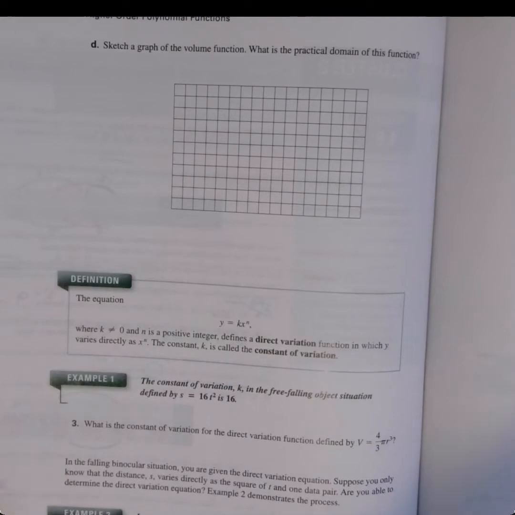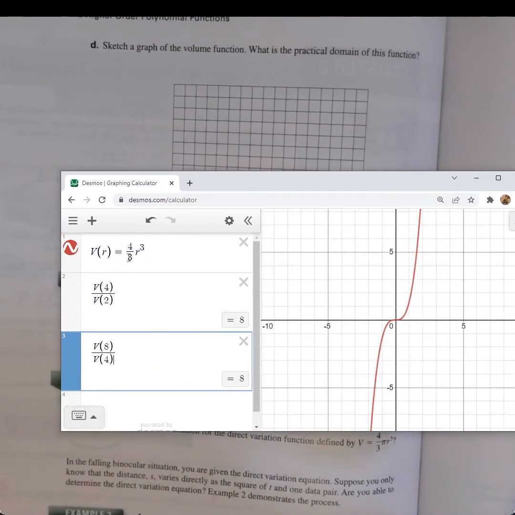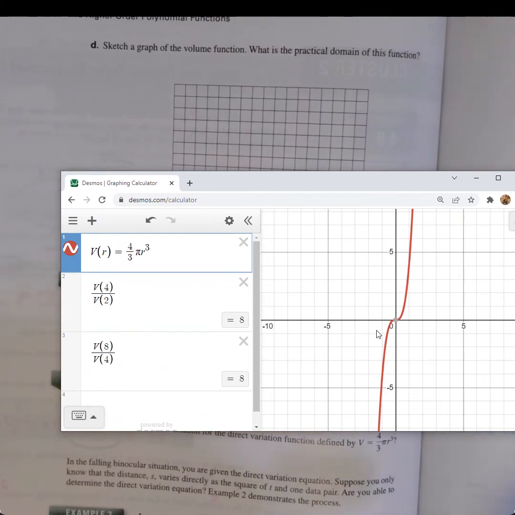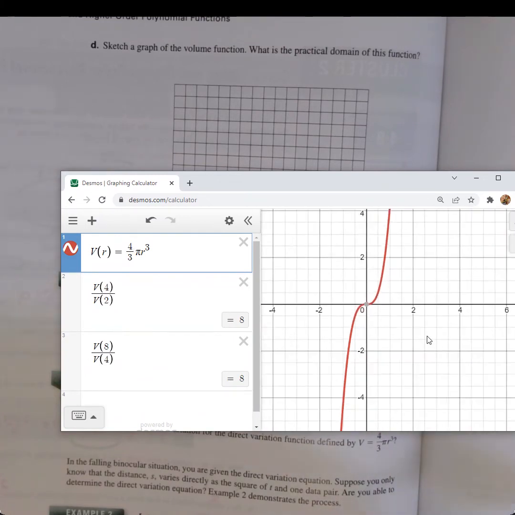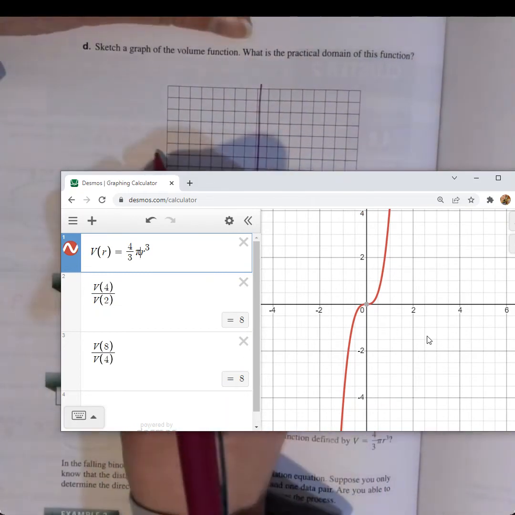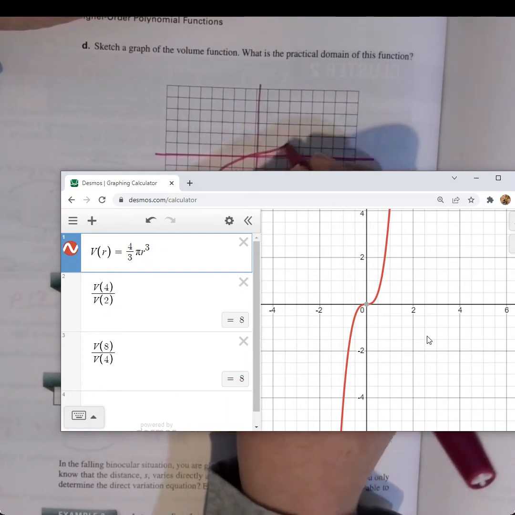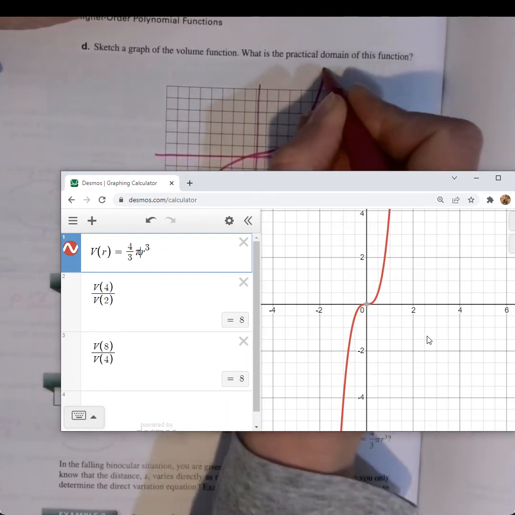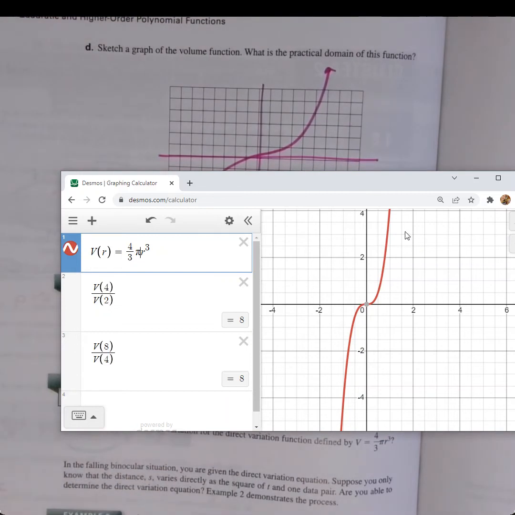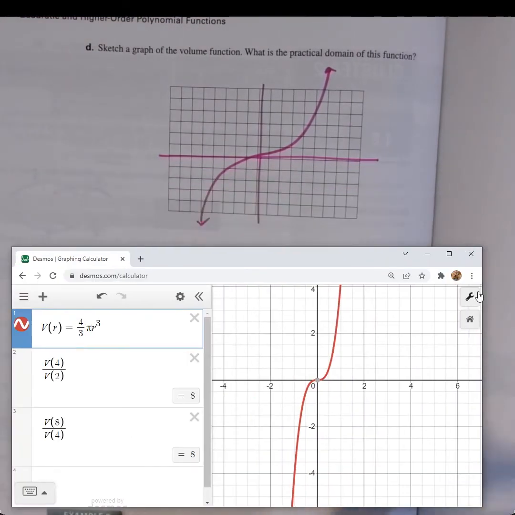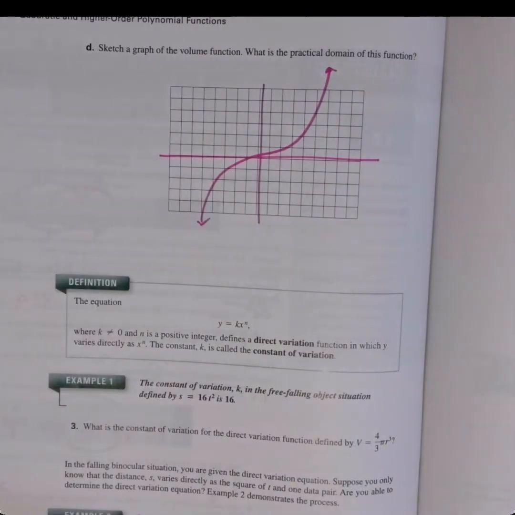Sketch a graph of the volume function. What's the practical domain of this function? Okay, so to graph the volume function, I am going to stick the pi in here because it is part of the function. I just didn't want to have it earlier. So that's the picture of the full volume function. Although mine was a little more expanded. I just have a different zoom window, a little wider curvature on it, no big deal.